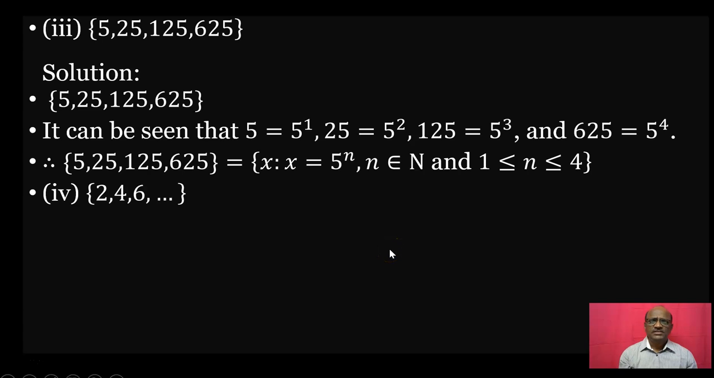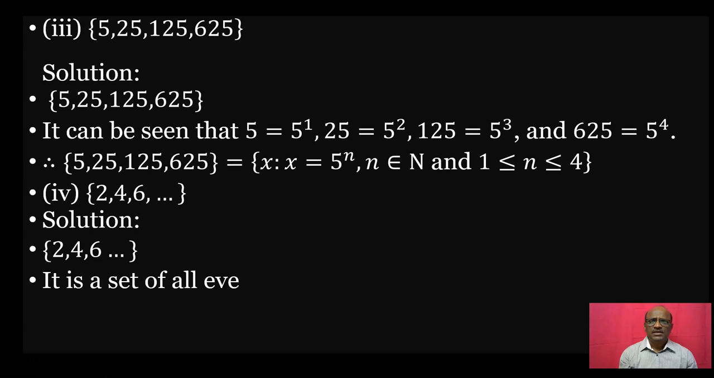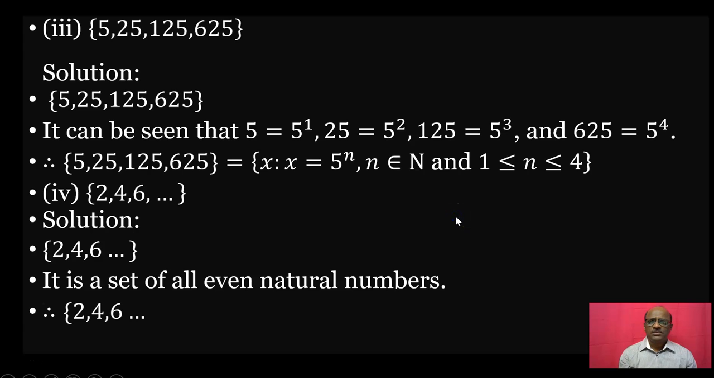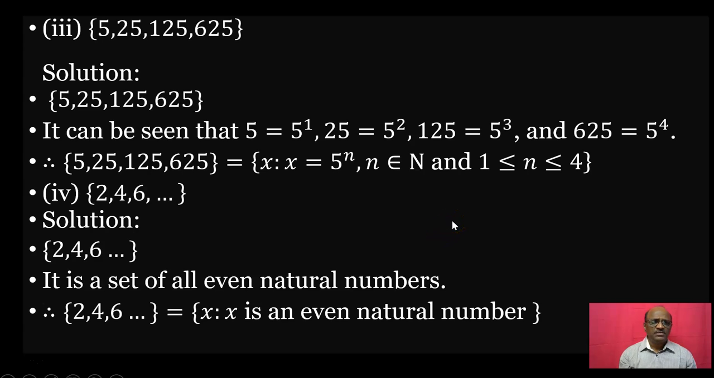2, 4, 6, 8, and so on. These are the even numbers. It is a set of all even natural numbers. 2, 4, 6, 8: x such that x is an even natural number.